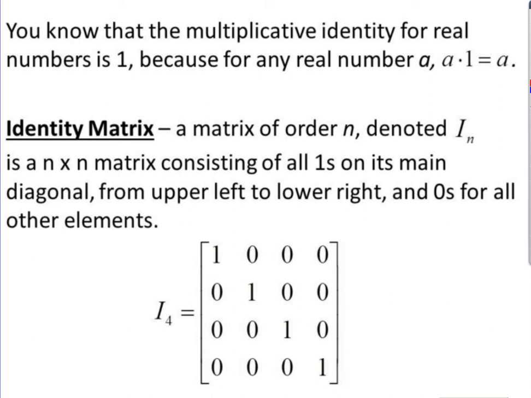So this is the identity matrix for a 4 by 4 matrix. You're going to have the ones on the diagonal, and you're going to have zeros everywhere else. If we wanted a 2 by 2 matrix, this would just look like this.